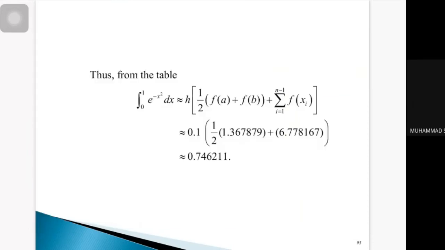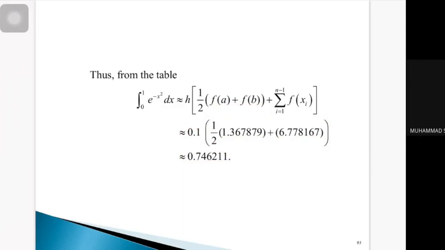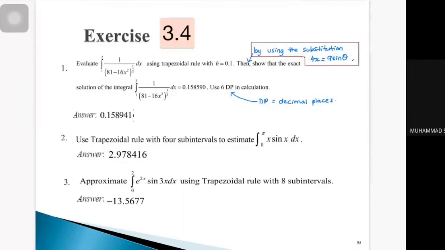Substitute the values into the formula. Here, f(A) plus f(B), this value is from the table. This is also a value from the table. This is your h. Simplify this, then you will get 0.746211.